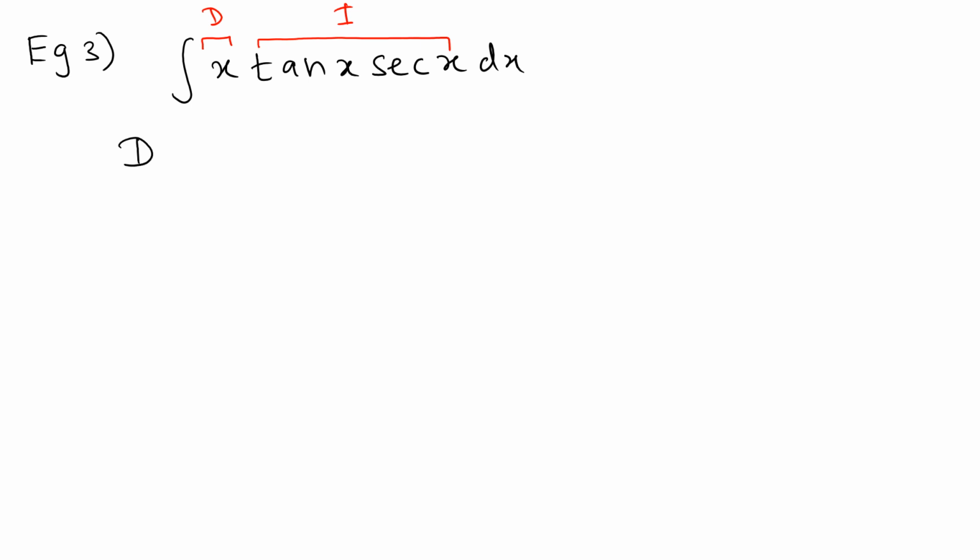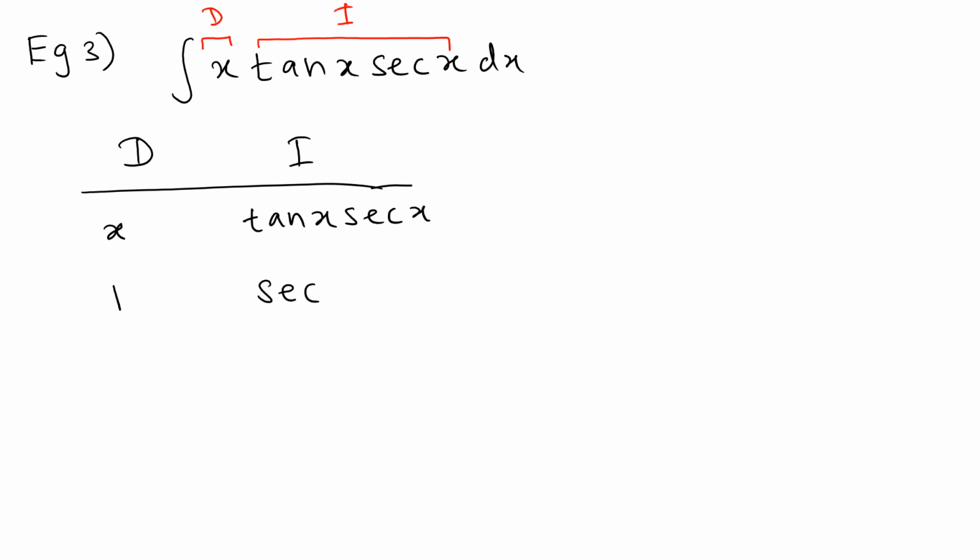So we can write the DI table. D is x, I is tan x secant x. So we take the derivative, which is 1. Take the integral of tan x secant x. We know that tan x secant x is the derivative of secant. So that means if you take the integral, you end up with secant, because tan x secant x is the derivative of the secant. Now take the derivative on this side, take the integral.